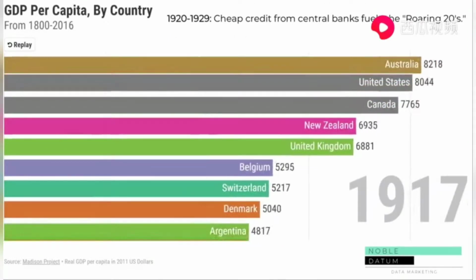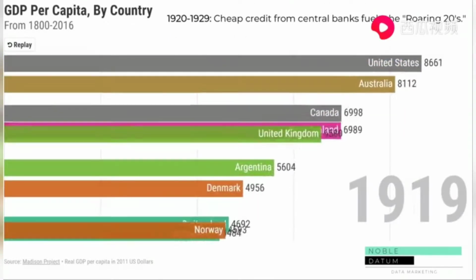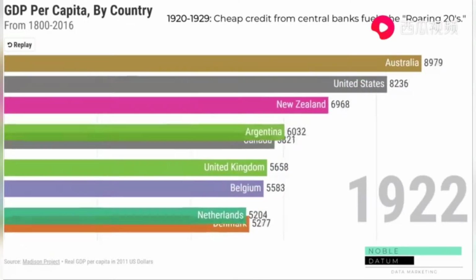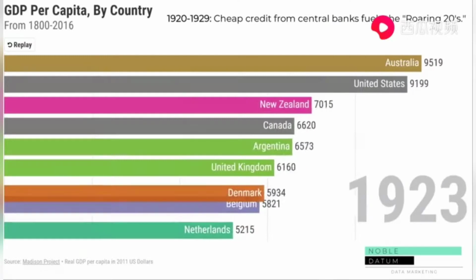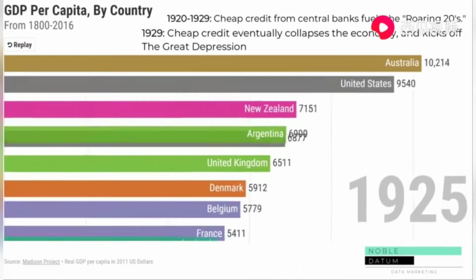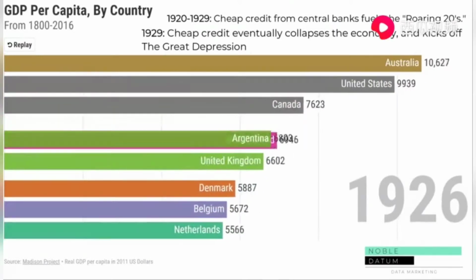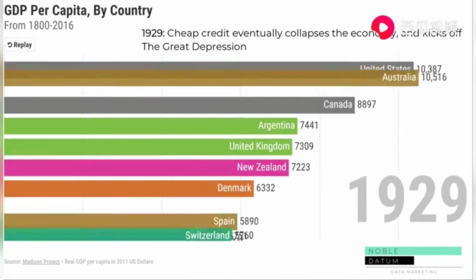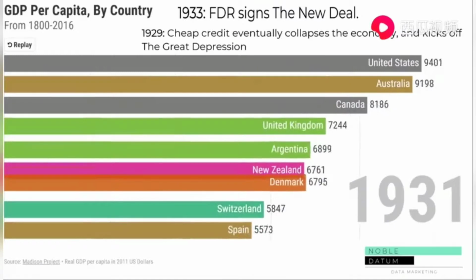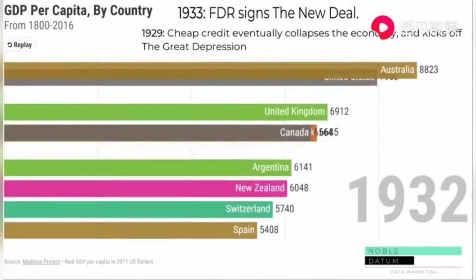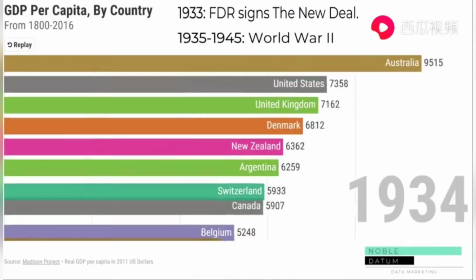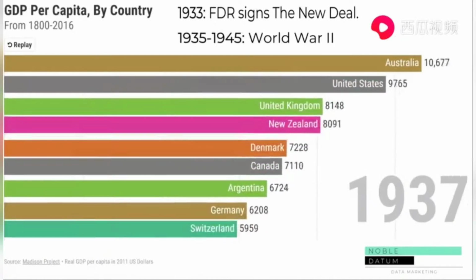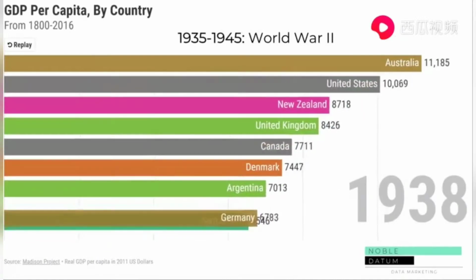Cheap credit from central banks fueled the economic boom known as the Roaring Twenties. Cheap credit eventually collapses the economy, and in 1929, the world enters the Great Depression. In 1933, FDR signs the New Deal, and in 1935, the world falls into World War for the second time.